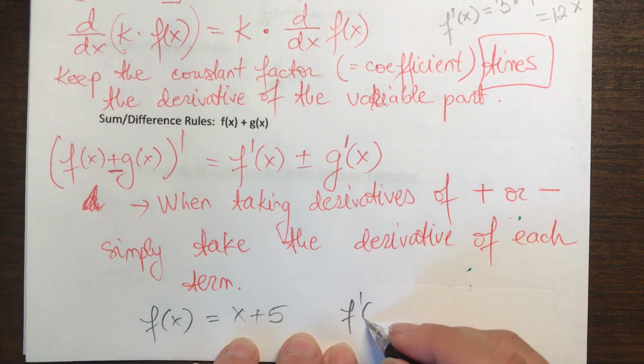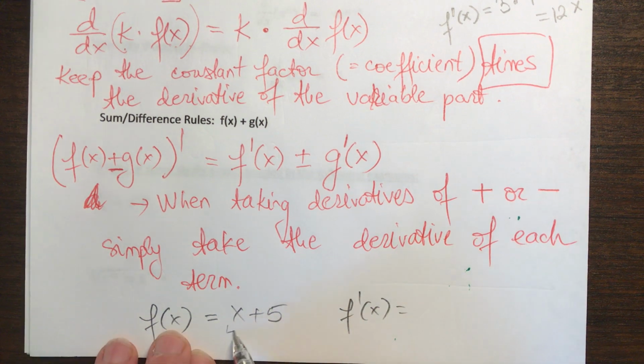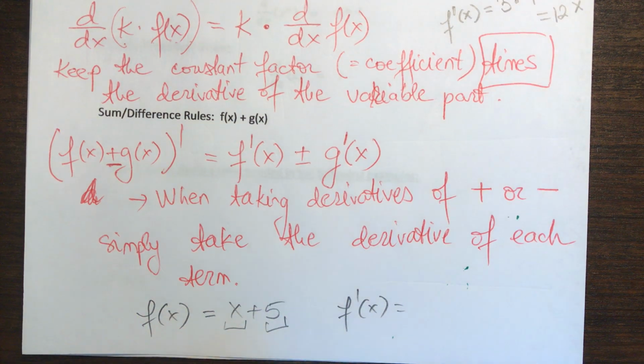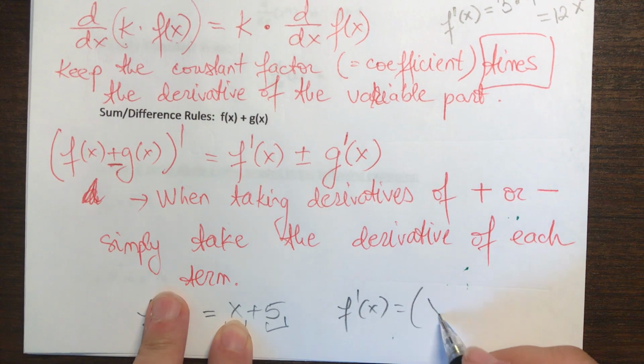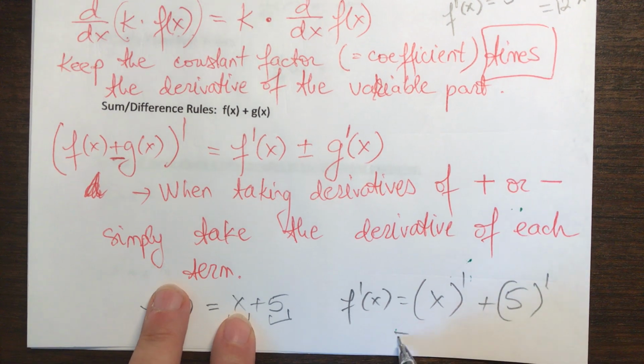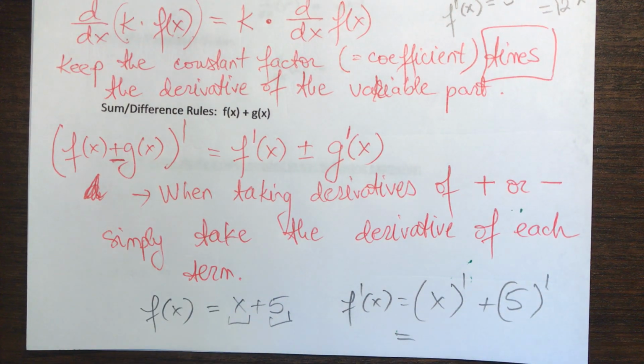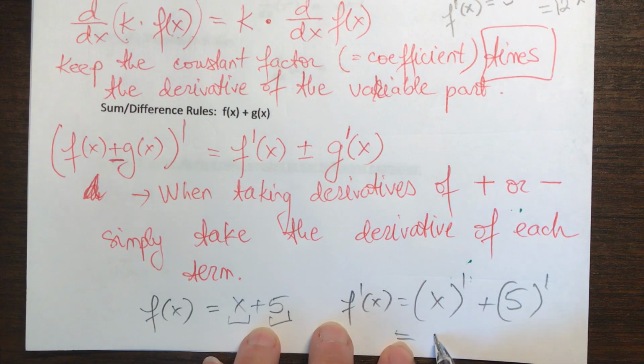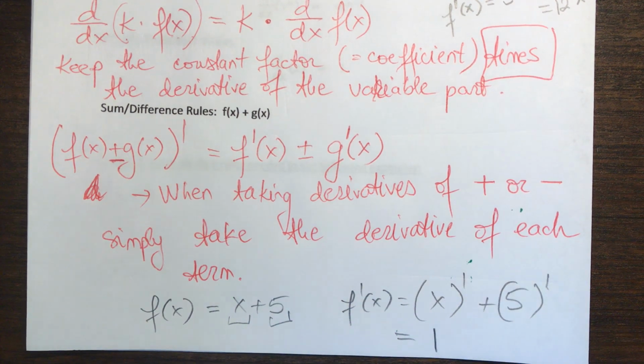So the derivative of this function, see how it's made up of 2 terms? Okay, and we go term by term. Do you remember what's the derivative? So we'll just simply take the derivative of x plus the derivative of 5. What's the derivative of x? We just went over that rule. The derivative of x is 1, yes. Last rule on the previous page.